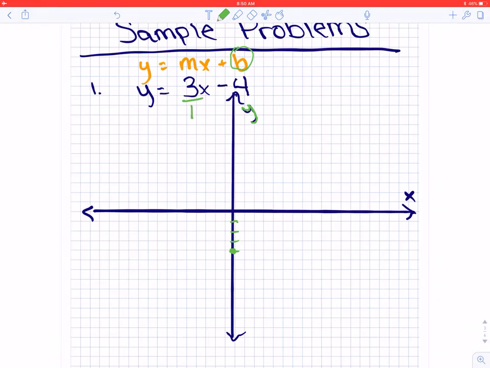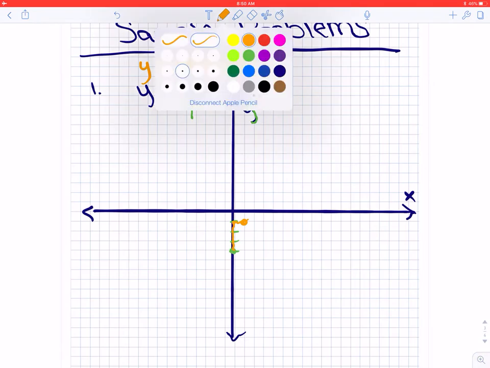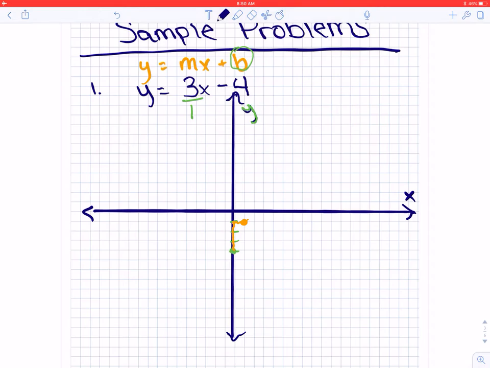Every whole number is over an invisible 1. So we're going to rise up 3 and run over 1. So our second point goes right there. So now we're going to graph this line. Remember, our line goes past these 2 points, and it has arrows on the end to show that because it's a line, it's going on forever. And when we graph a line, we use a ruler, so make sure you have a ruler.